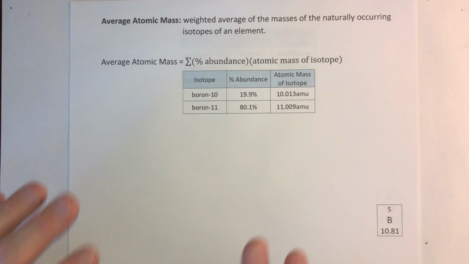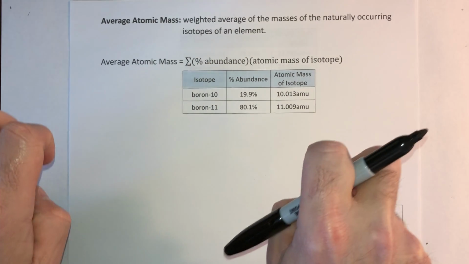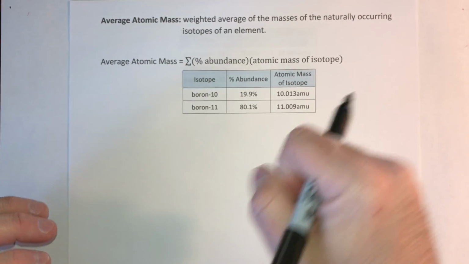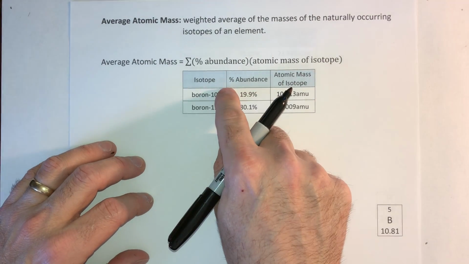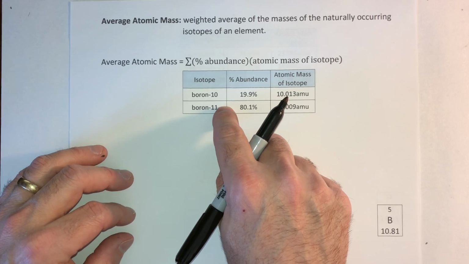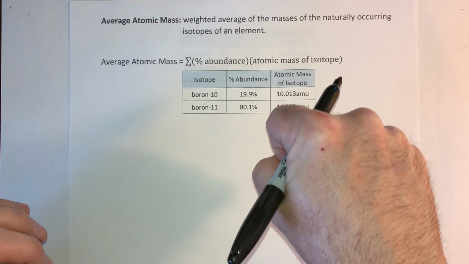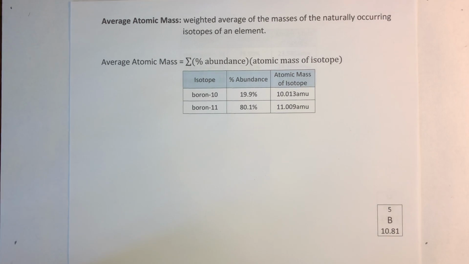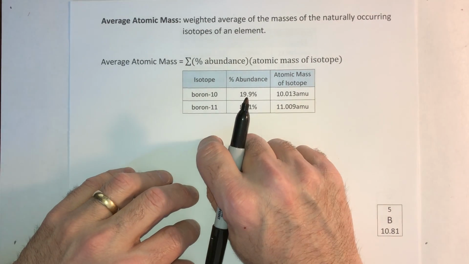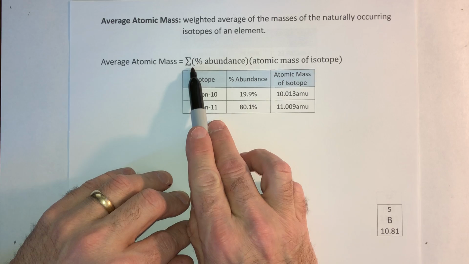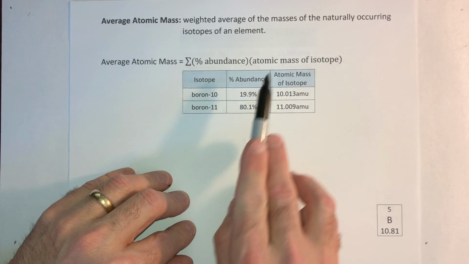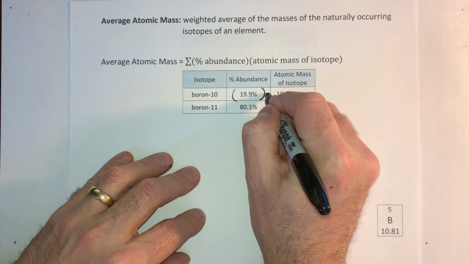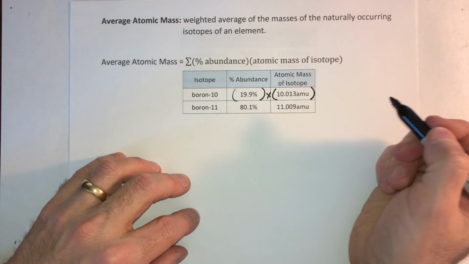I would like to have a mass for an average boron. So when I take my scoop of borons, I've got a mixture of both. I got some boron 10s, I got some boron 11s, and what I'd like to know is, in my scoop of borons, what would be the average mass of them? And a little formula we have for that says take the percent abundance and multiply it by the mass. So we're going to take percent abundance and multiply it by its atomic mass.